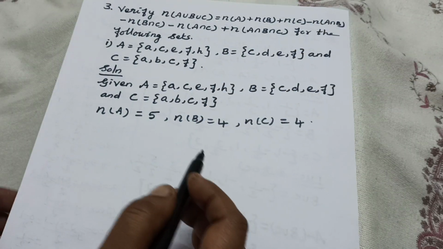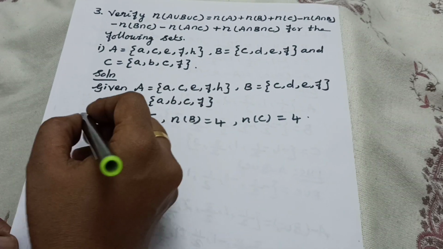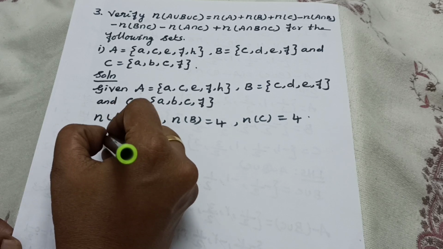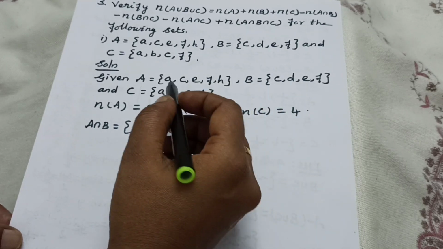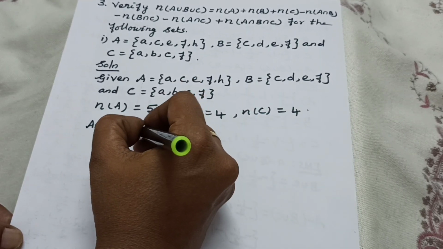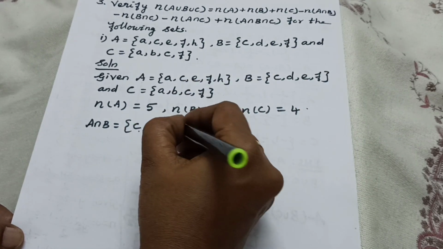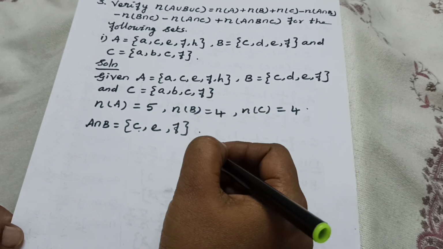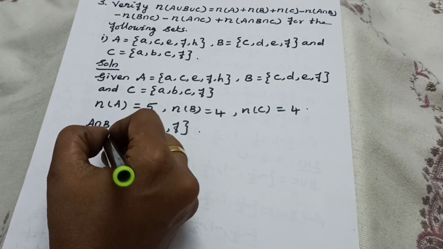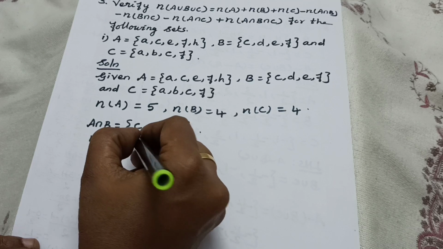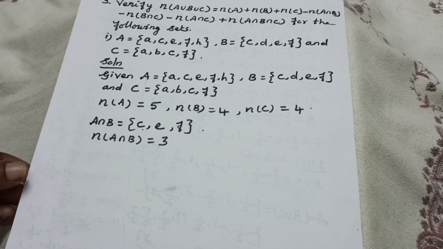Here A intersection B we need, isn't it? A intersection B. Okay, directly n of A intersection B we cannot find. So first we have to find A intersection B. A intersection B means A and B which is common. C is common, isn't it? Then E also common. Then F also common. Are you clear? Here these 3 are common, isn't it? So we can write what? n of A intersection B is equal to, at once we can write 1, 2, 3. 3 elements are there, isn't it?